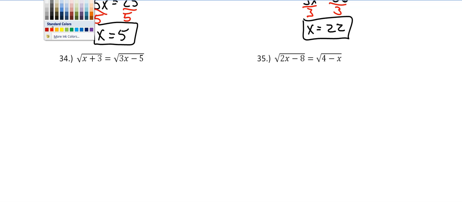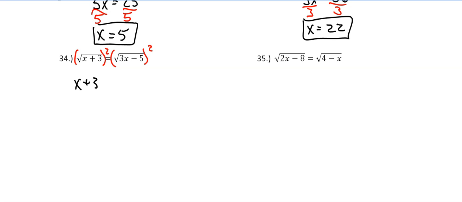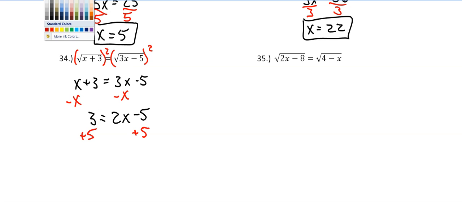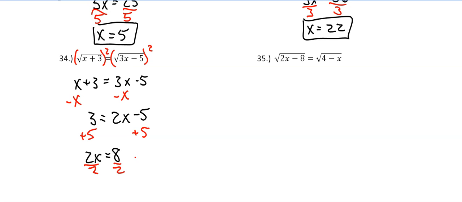This guy, I've already got the radical isolated on each side. Just go right to squaring it. Get rid of that square root by squaring each side. And now simplify. Subtract the x from each side. Remember, you got to get your variables on the same side first. And now finish solving. Add that 5 over to the other side. And divide by the 2. And this one, again, you got to plug it back in and check it. So I get x equals 4.